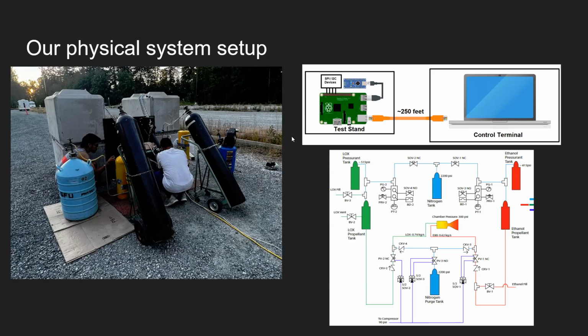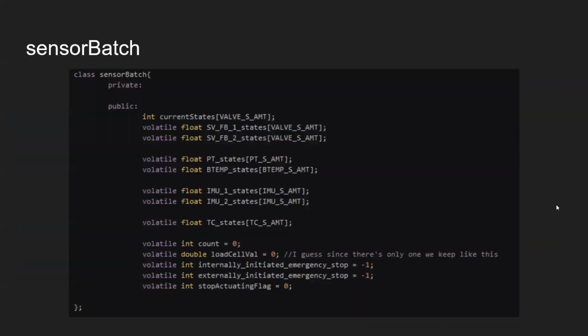One more note, the SPI and I2C devices are connected directly to the Raspberry Pi on the test stand. So we have sensor batch. In our system, we decided to store all of our sensor data in a place where any program that wants to access it can access it. In our case, we register an area in memory.